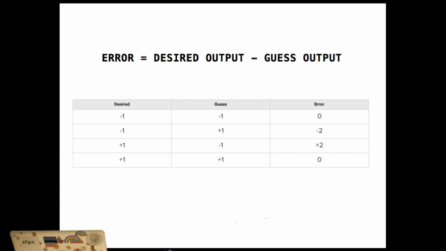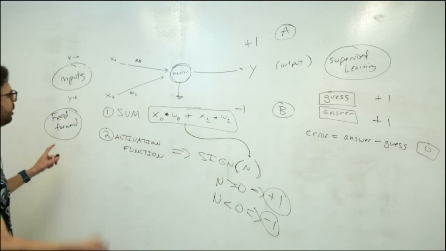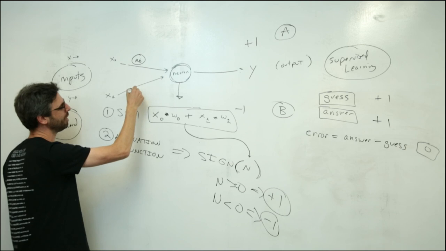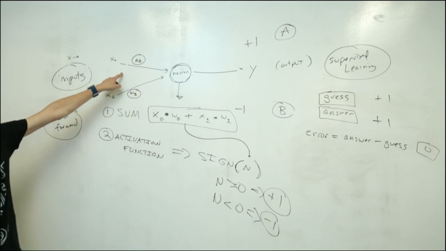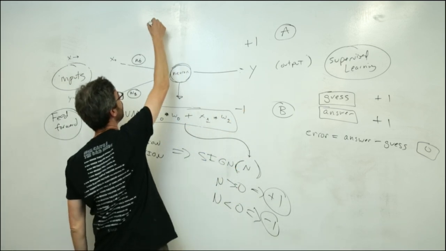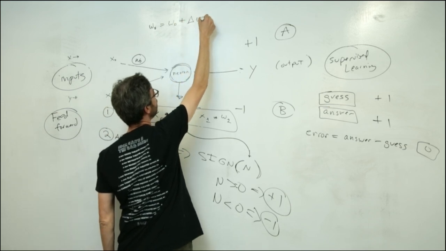The idea here, let me come back to the whiteboard. Okay. So remember, what I'm trying to do is find the optimal weights. So ultimately what I want to do is say, well, the weight should equal itself plus some change in weight.